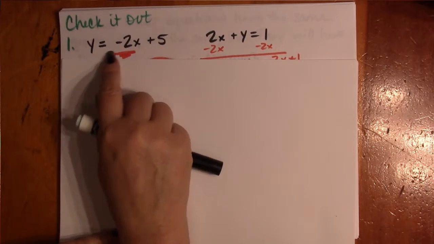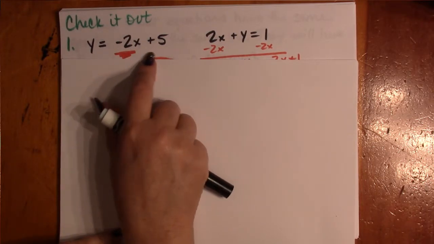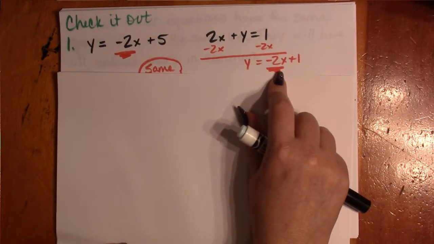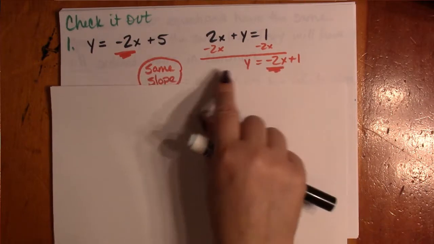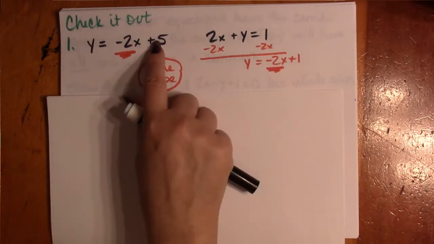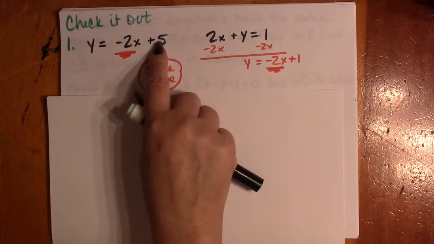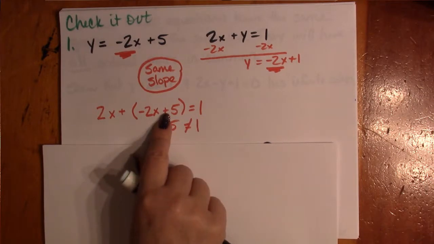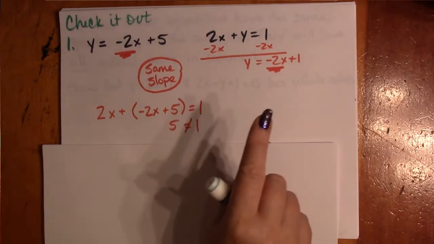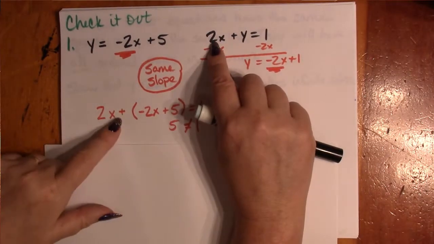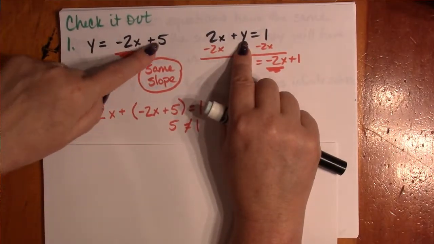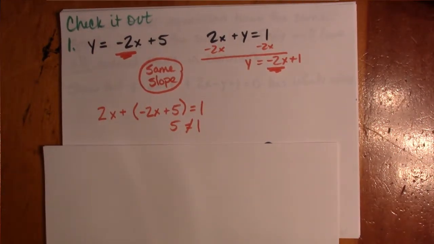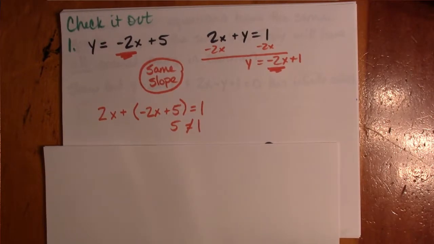So for number 1, this equation, y equals negative 2x plus 5, and we've fixed this equation to be in slope-intercept form so that y equals negative 2x plus 1. So we can see that it has the same slope, which means they are parallel lines, but they are different lines because they start at different points on the y-axis. And if we solve the long way, the mathematical way, so that we can prove it, then we say 2x plus y, which is negative 2x plus 5, equals 1. And when we solve this, it is not true. So there is no point that solves for both of these.